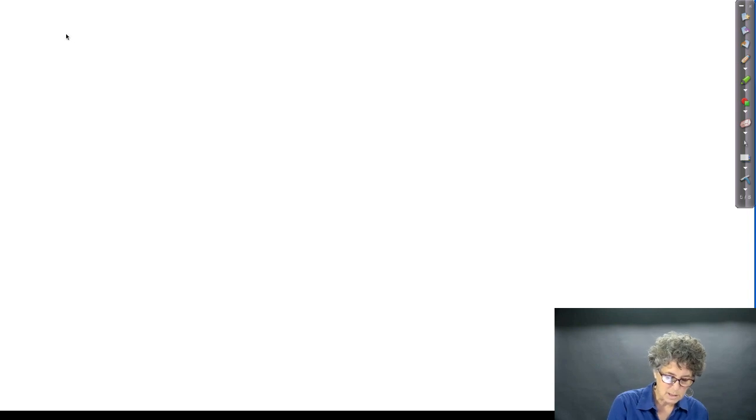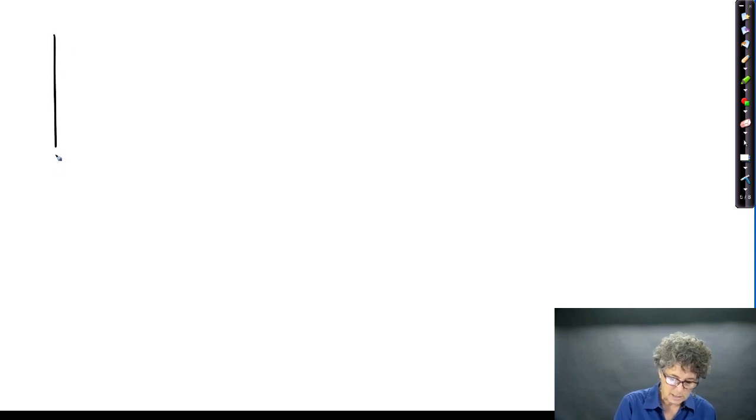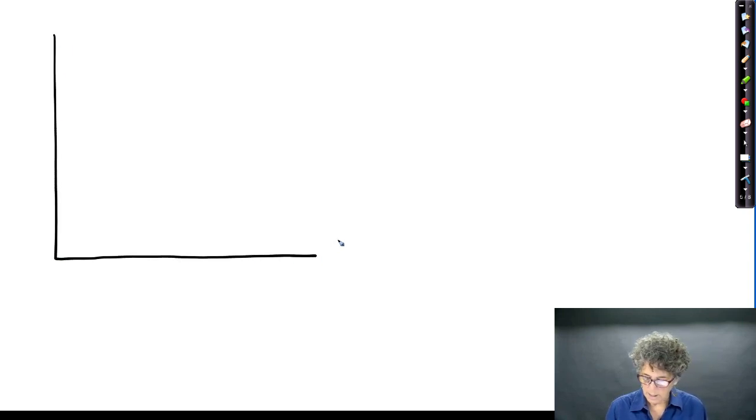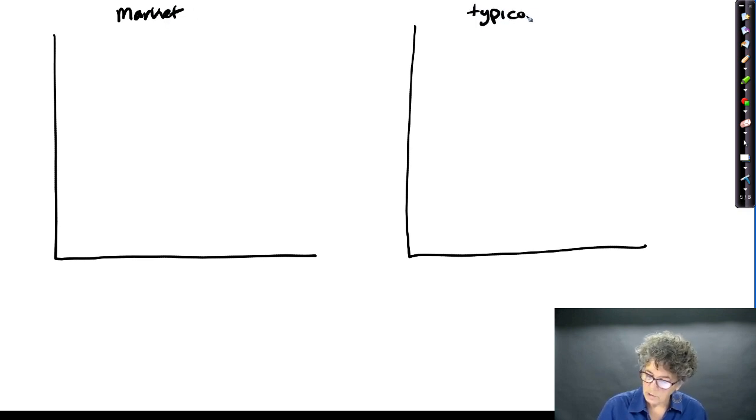Here we go. Get yourselves ready. I'm going to draw some pictures on the whiteboard, and I think we're ready. Every one of these pictures is going to have two graphs side by side. So you want to start with two sets of axes that are side by side. On the left-hand side, I'm going to draw the picture for the market, and on the right-hand side, I'm going to draw the picture for a typical firm.